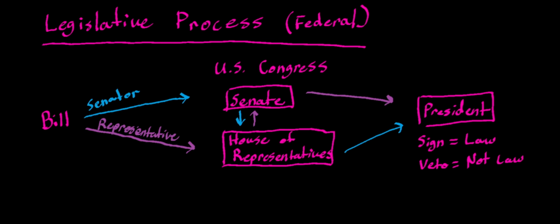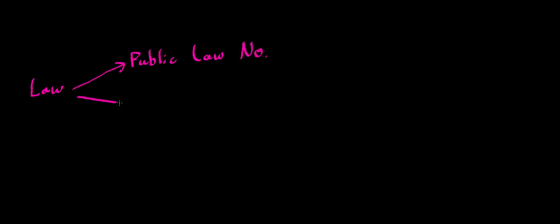So now we need to talk about the post-legislative process. So once we get a law, that law will either be given a public law number, or it will be given a private law number. Now, you don't really need to worry too much about private laws. Private laws are acts of Congress that extend special privileges to a person.